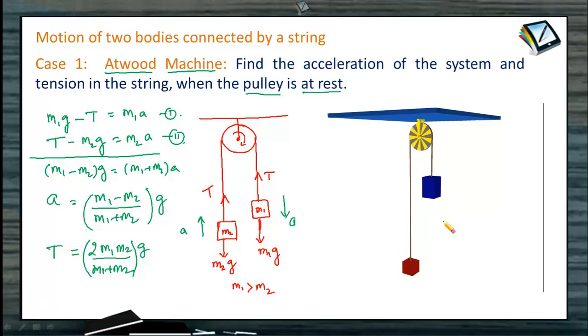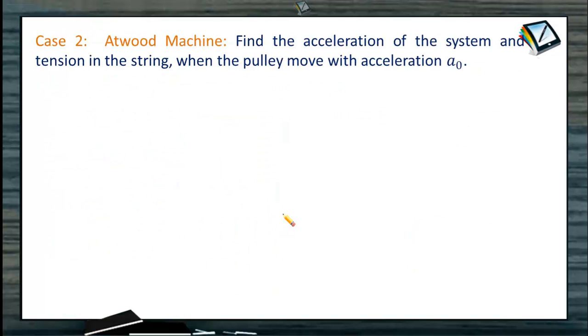We can again see how the two bodies are in motion. So I think you have followed this Atwood machine, where the acceleration of the system and tension in the string we have calculated when this pulley system is at rest. Now let us see a case 2, where again we will take an Atwood machine and study the acceleration of the system and tension this time when the pulley moves with an acceleration a naught. So let us consider this is the rigid support.